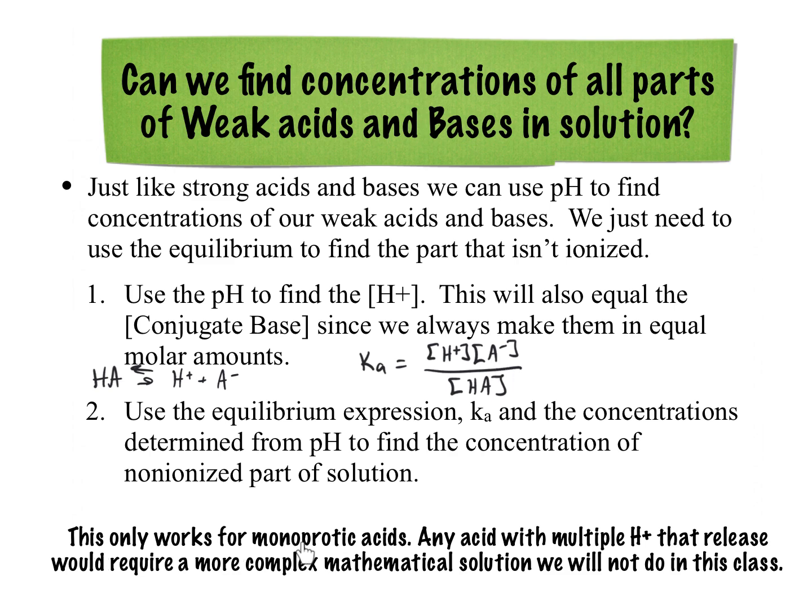Now, this particular situation only works for monoprotic acids, so any acid with multiple H+ releases would require more complex math, and we are not going to do that in this class. So this is not true for every situation, but it is true for the situations in our class. Now the only one we don't know would be the HA concentration, and we can use the equilibrium expression along with the Ka value picked out from a table, and the concentration of the H+ using the pH, to calculate this missing variable. So it's just a little bit of algebra solving for the concentration of HA.